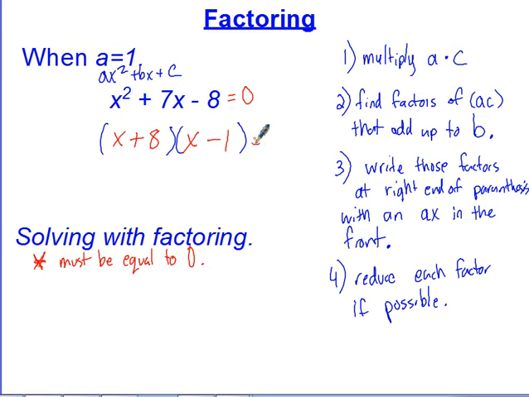Now, here's the thing. Here was my equation. I factored it, right? Does everybody agree that here's what I have? I have x plus 8, parentheses, x minus 1 equals 0. How does that help me solve?